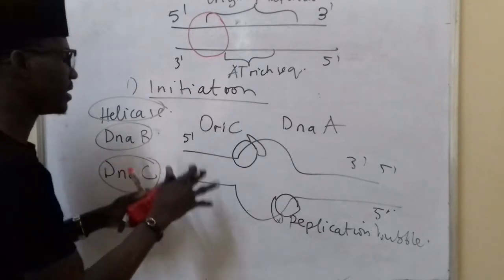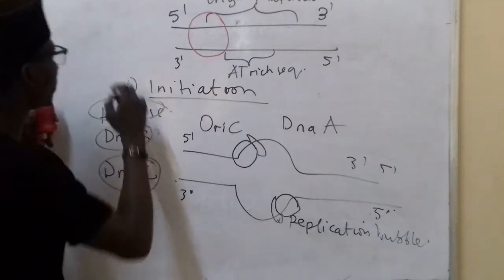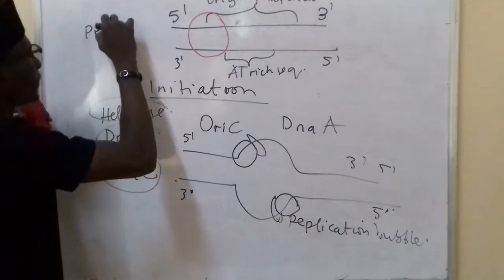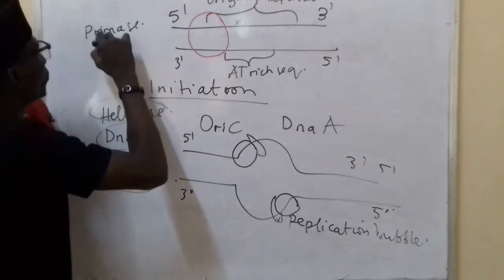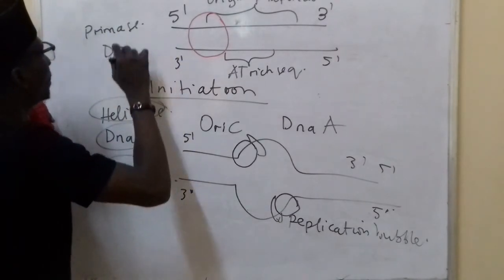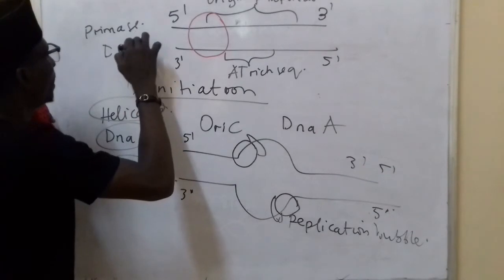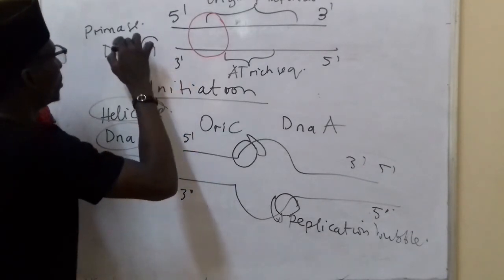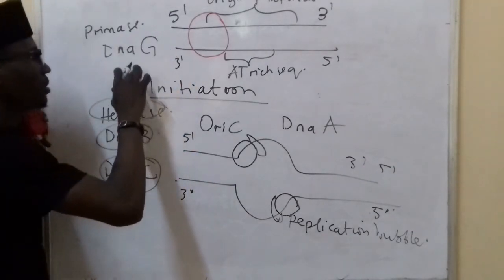So then this is not all. The next thing is that there is a protein called primase. Primase is also known as DnaG.